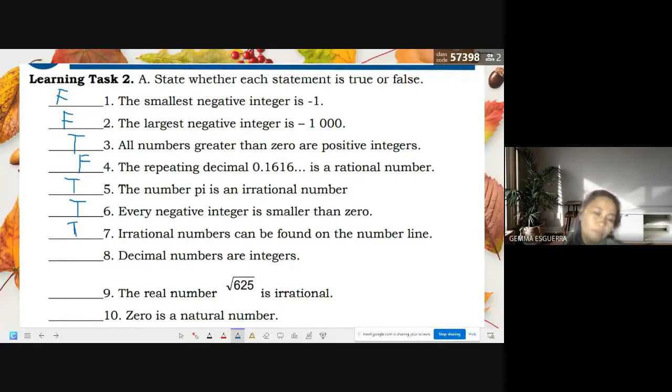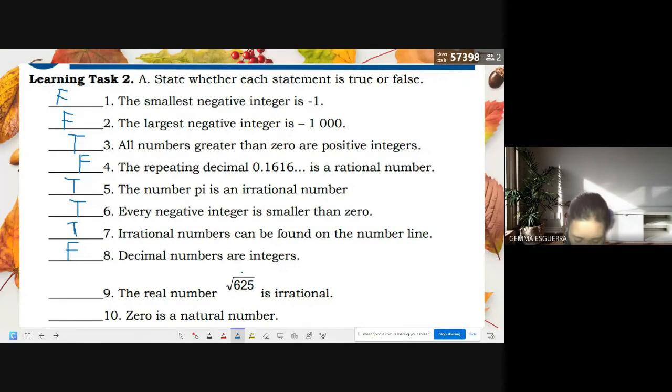Nakalagay po dito, fractions and decimals are not integers. All whole numbers are integers and all natural numbers are integers. So it means this is false po. Thank you po. Next, number 9, the real number square root of 625 is irrational.